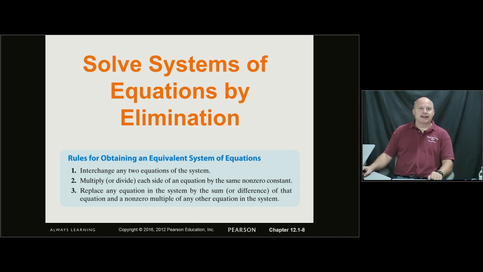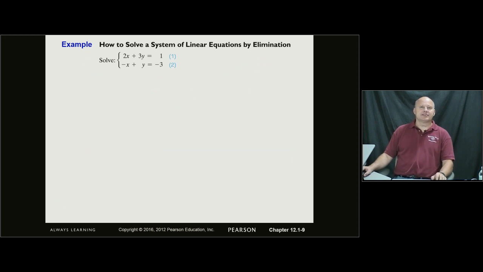Alrighty, so let's look at an example. How to solve a system of linear equations by elimination. So we have 2x plus 3y equals 1, and negative x plus y equals negative 3. Now, if we were doing this by the substitution technique, I would probably solve for the y in the second equation because it has a coefficient of 1. So all I would have to do is add the x to the other side. The problem is the instructions are telling me to do this by the elimination method. So we're going to follow this technique. You're like, well, how do we do that?